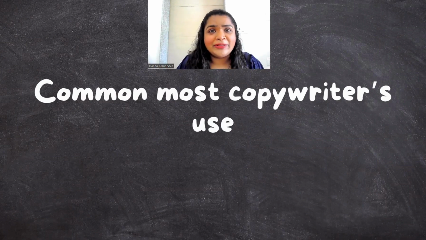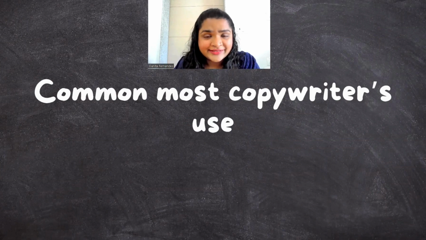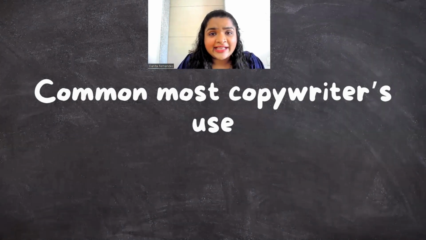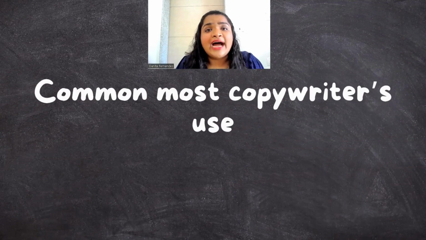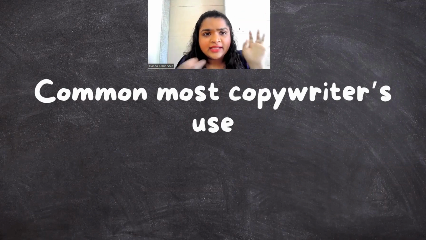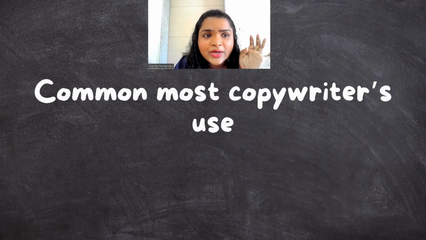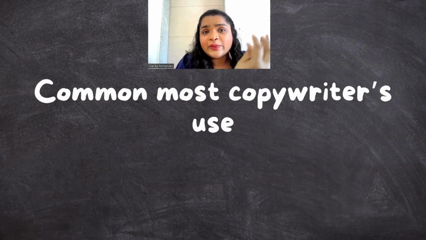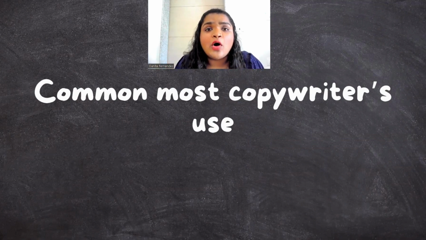In case you don't know the meaning of CTA, CTA is call to action. It is a button that directs your reader to take the action. So if you're shopping on Amazon and you see a product, there is an option, right? Add to cart or buy now. Those are CTAs, call to action. Call to action is usually in the form of a button.